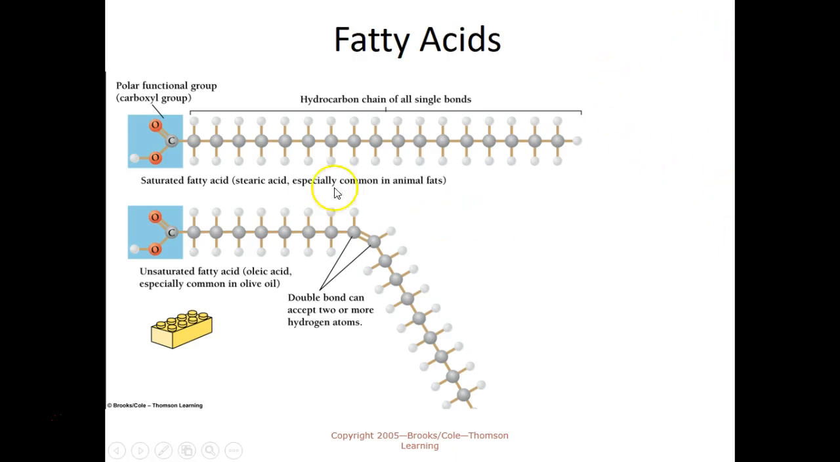A fatty acid contains a polar functional group over here, and then it has a nonpolar tail. There's the polar functional group and the nonpolar tail. You see this one has hydrogens surrounding all the carbons, whereas this one has hydrogen surrounding most of the carbons, but not everywhere. So there's a double bond here.